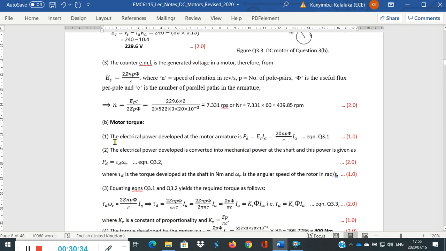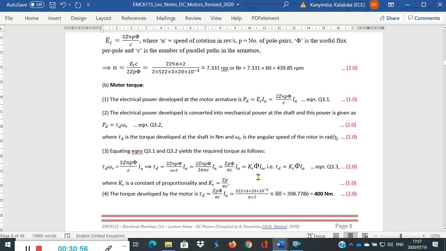So step number 1, the electrical power developed at the motor armature is PD, which is equal to EC times IA, the counter EMF times the armature current. But we know EC is 2ZNP phi divided by C. Then multiply this times IA. Let's call that equation 1.1. So 1 mark for that. And then 2.